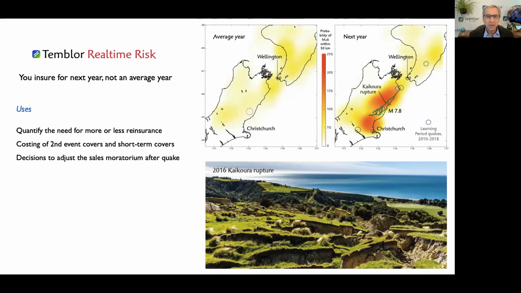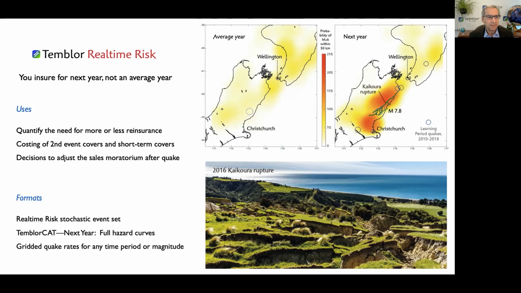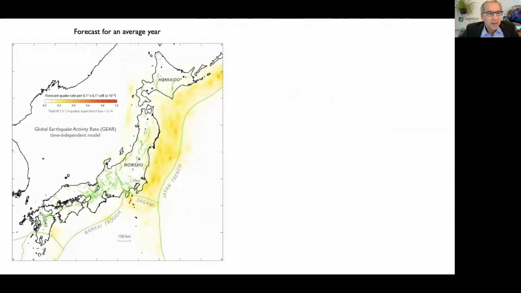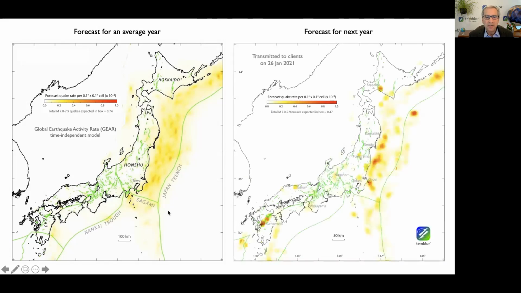Okay, now I'd like to focus on two places of critical importance in the insurance market and also for stress interaction, Japan and Chile. So let's go to Japan. So here is Temblor's view of the long-term or the average hazard in Japan. It's quite different than the Japan national model, because we expect a higher hazard along the Japan Trench and lower along the Nankai, which is the reverse of what most others find. But now we can compare this, our average year, to next year.